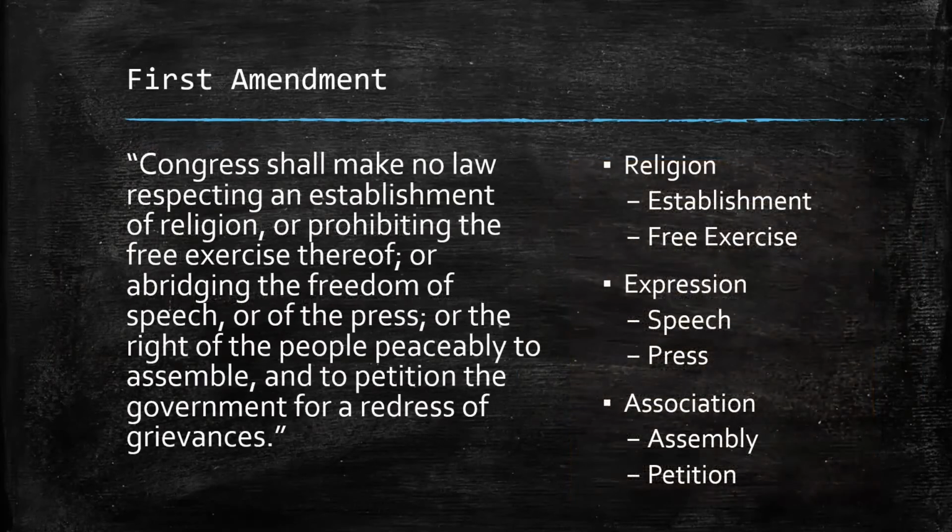First Amendment. Congress shall make no law respecting an establishment of religion or prohibiting the free exercise thereof, or abridging the freedom of speech or of the press, or the right of the people peaceably to assemble and to petition the government for a redress of grievances. So the First Amendment outlines 6 rights that fit neatly into 3 categories: religion, expression, and association.